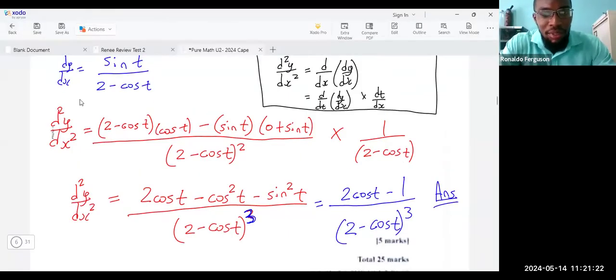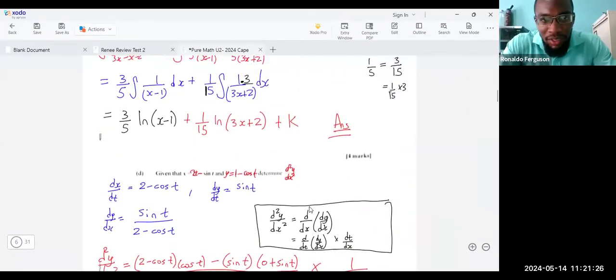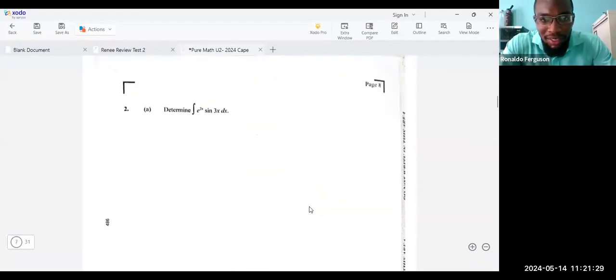25 marks. I'm sorry it's a little blurry, and this page was a little blurry. But so far the paper is easy.